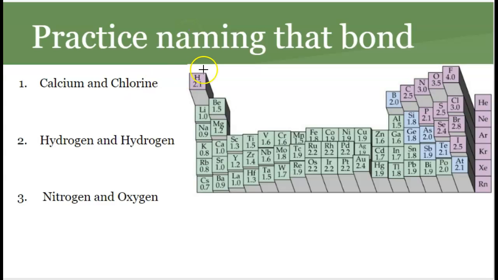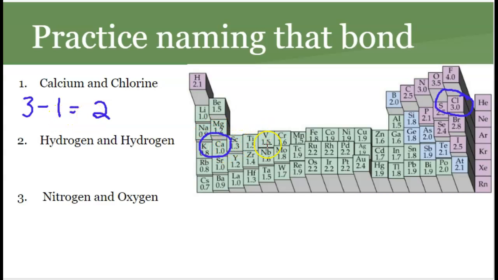So first up, we have calcium and chlorine. So calcium is right here on the left in the second column, and chlorine is over here on the right in the seventh column, so to speak. So to figure out the difference here, you just subtract. So I'd end up taking 3 minus 1. And if there was a decimal, you can include it. But it ends up being 2. And if you refer to the chart that we had, anything over 1.6 is ionic. So this is an example of an ionic bond.